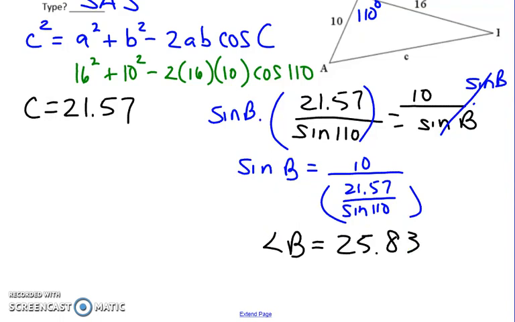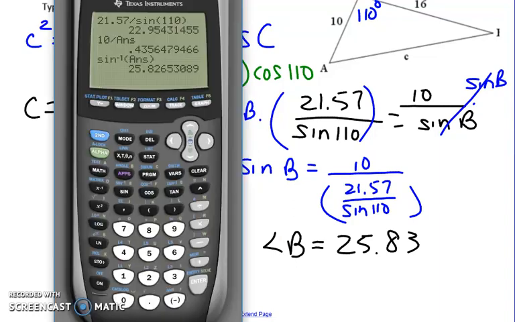So now that I know what angle B is, I go 180 minus 110, angle C, minus 25.83, and we get that angle A is 44.17.